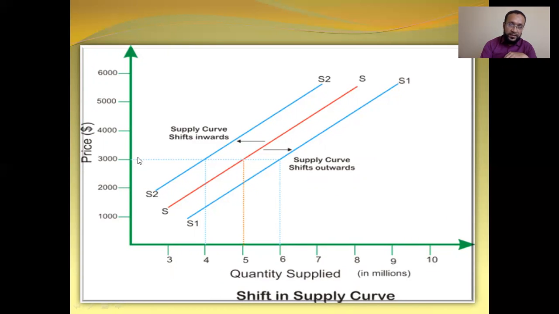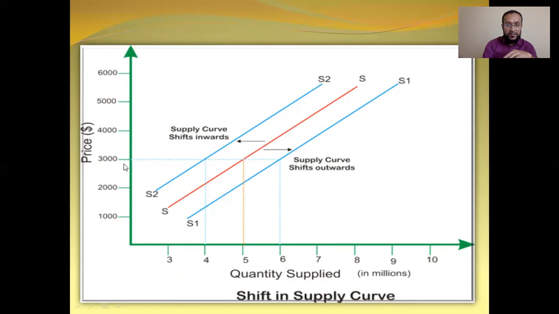Here at the same price, 3,000 US dollar, farms will produce more, 1 million extra. That means before it was 5 million, now they are producing 6 million. So the supply curve is shifting to the right from SS to SS1. That means from this red color supply curve to this blue color supply curve. So this is called the outward shift of the supply curve, and it happened due to the fall in cost of production.